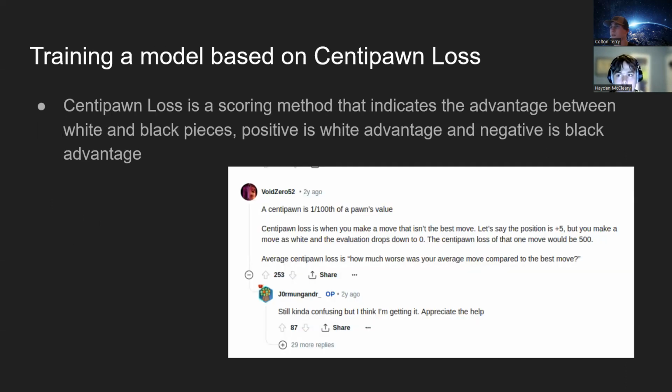And then here's a little bit about centipawn loss. It's basically just talking about how the score that Stockfish gives you creates an advantage for either the white or black side, positive for white, negative for black.